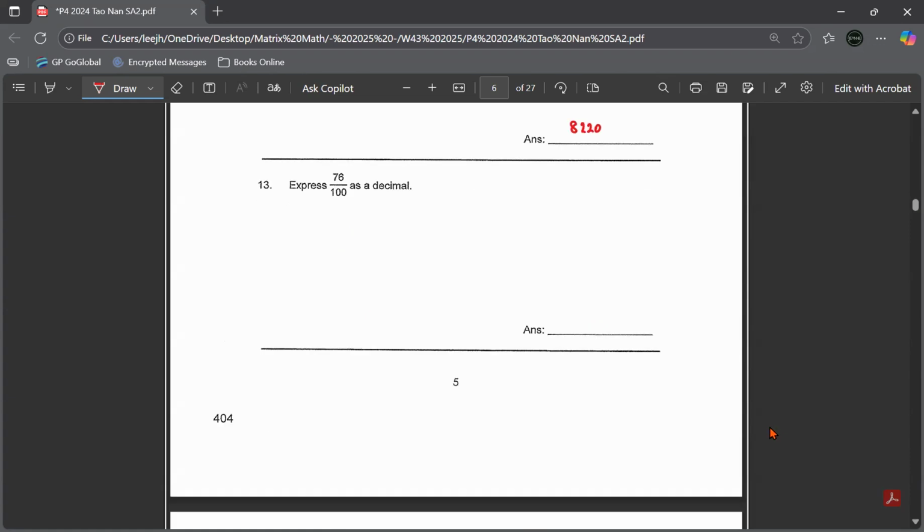Question 13. Express 76 over 100 as a decimal. This is also said as 76 hundredths. So 76 hundredths will be 0.76. Okay, that's your answer.